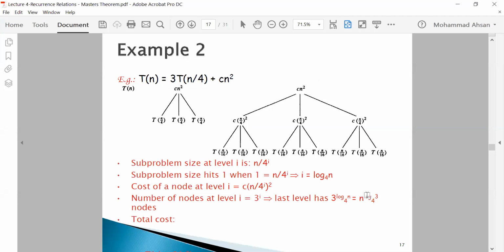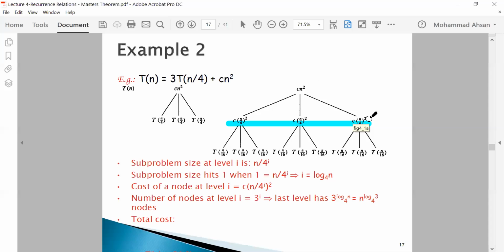There are 3 children of the tree. So your cn square gets, how do you get to the next level? How do you get these values at the next level? You replace n with n by 4, so you will get 3 times (n by 16) plus c times (n by 4) whole square. Okay, so you get 3 of those and you get these subtrees.